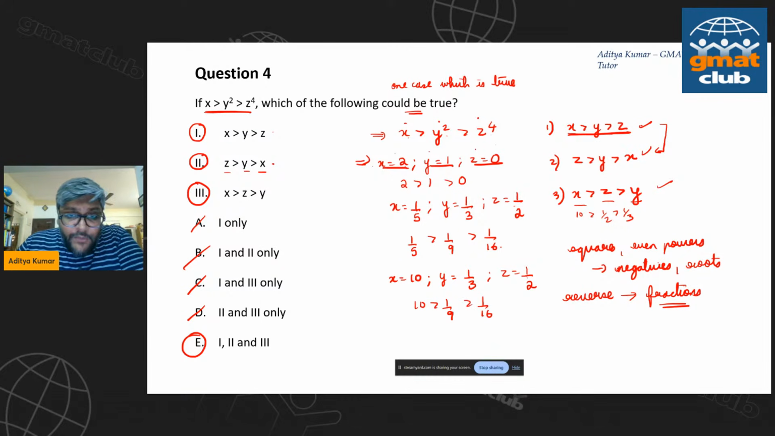You can try extreme values, but remember, I have to ensure that I pick values that satisfy the constraint. You can take x as 1,000 if you want, but I can't randomly pick values. I have to ensure that the constraint is satisfied. Got it?